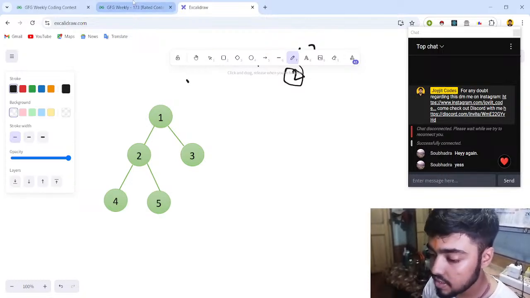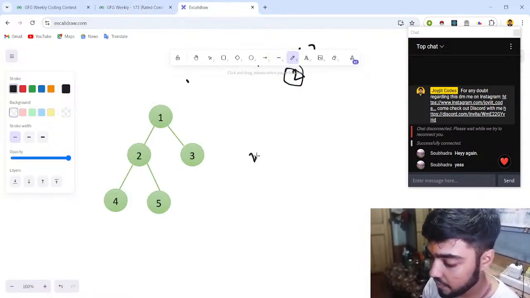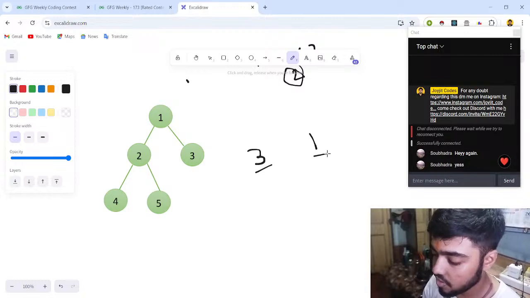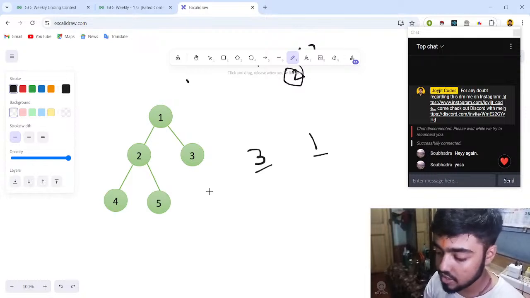So what was the value of x for this? X is 3 and y is 1, right? So if x is 3, let me not even write it as x and y. One is 3 and the other is 1. For 1, there are total 1, 2, 3, 4, so there are total 5, right? 4 plus 1, that is the root itself.